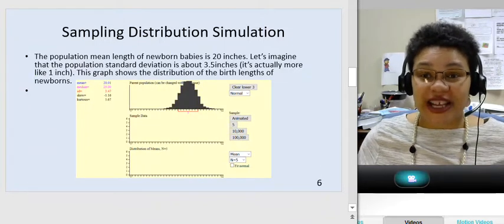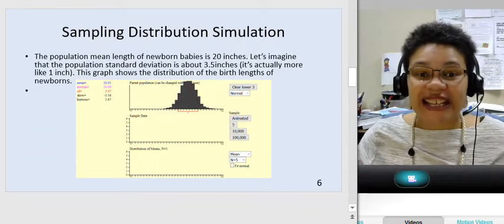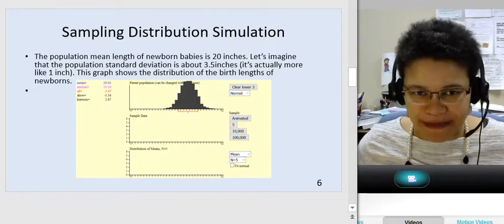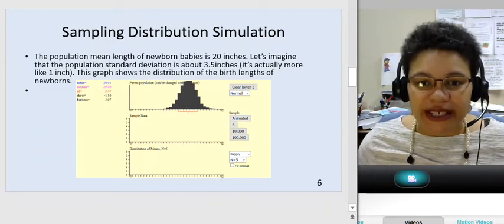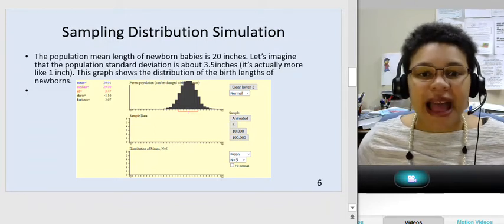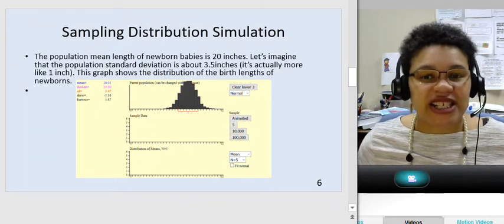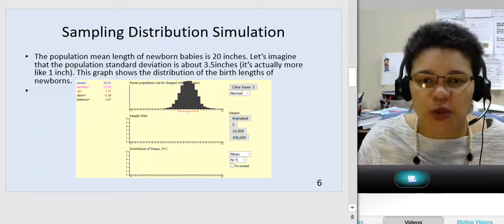Let's talk about another example. We talked about course ratings. Now let's talk about the length of newborn babies. The population mean length of newborn babies is 20 inches. Let's imagine that this population standard deviation is about 3.5 inches. It's actually more like 1 inch.